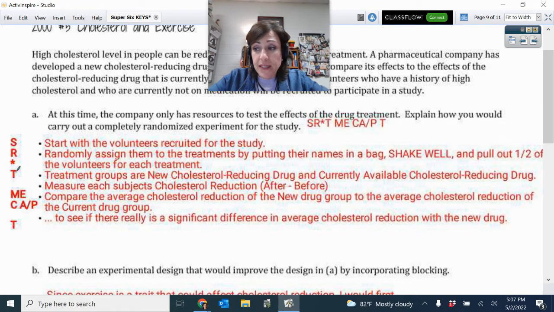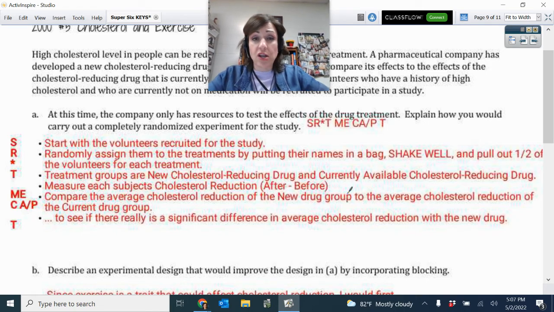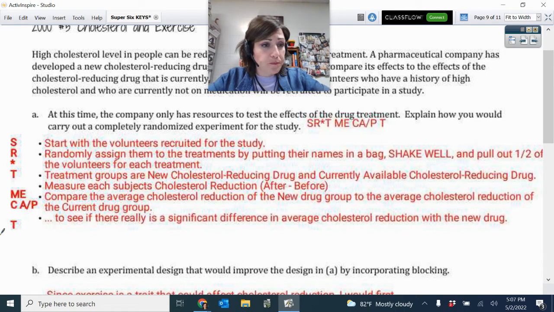And treatments, state your treatments very well. Treatment groups are the new cholesterol reducing drug and the current available cholesterol reducing drug. So that was our control group, is what's currently on the market. Control does not have to be a placebo. Measure each subject's response. So here you are telling me specifically what response is being measured. Measure each subject's cholesterol reduction.